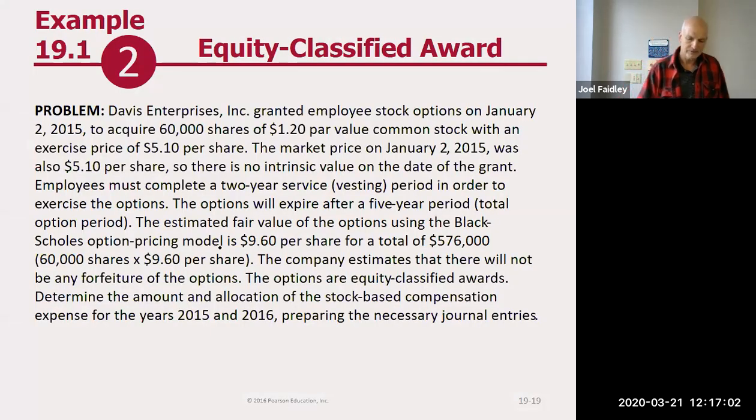Okay, so let's look at this first example. Davis Enterprises, stock options. Don't care about par value. Exercise price is $5.10. That's pretty much where you start, and that may be the market price of the stock when this is created. But the whole point is you want the people who are getting these stock options to make that stock price go from $5.10 to $6.10, and then $7, and $8, and $9, and so forth.